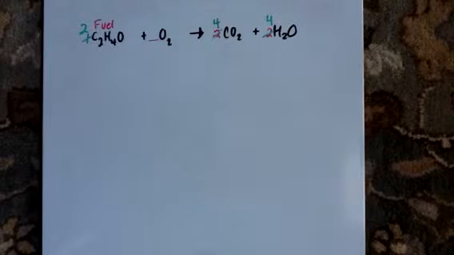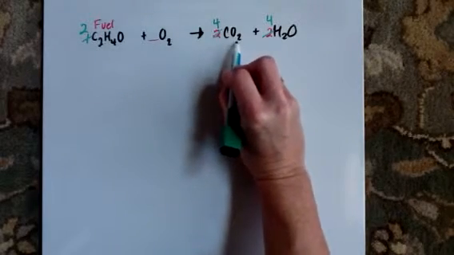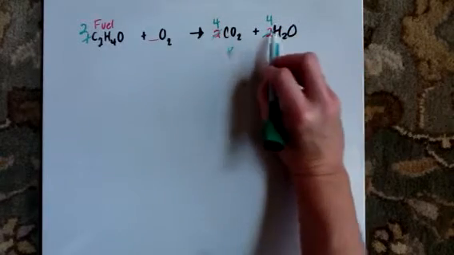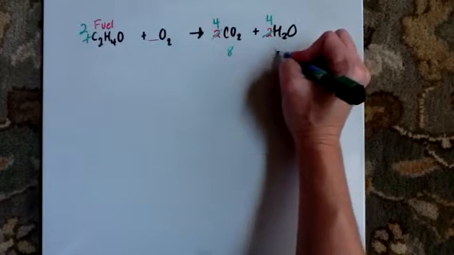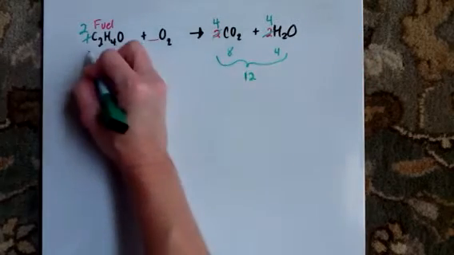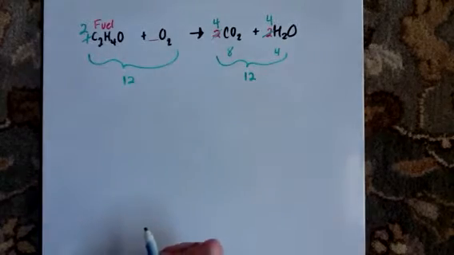Now let's check our oxygen. There are 4 times 2 oxygen here, that's 8. There are 4 oxygen here. So in my products, I have a total of 12. Then I look at my reactants. I need to get a total of 12 oxygens.